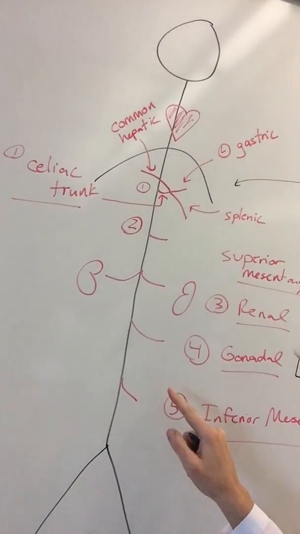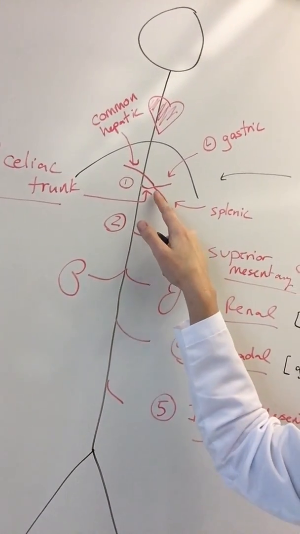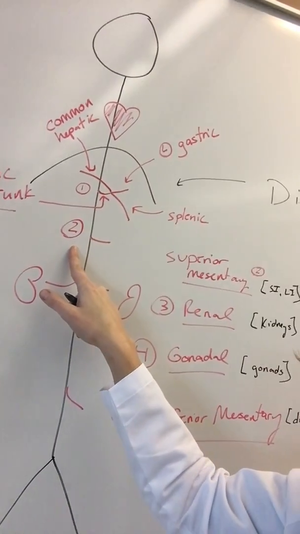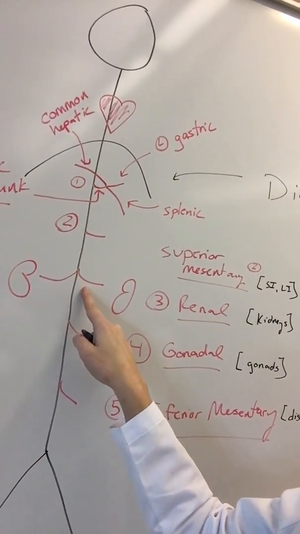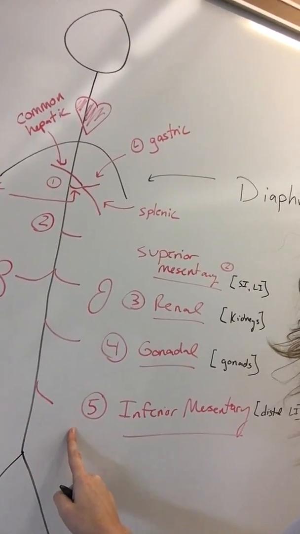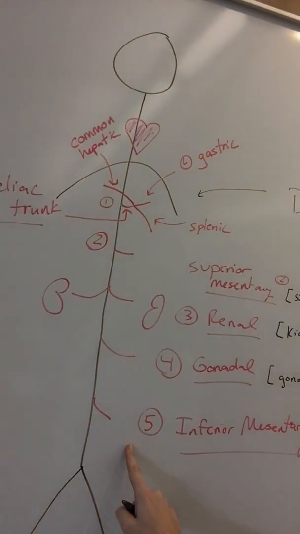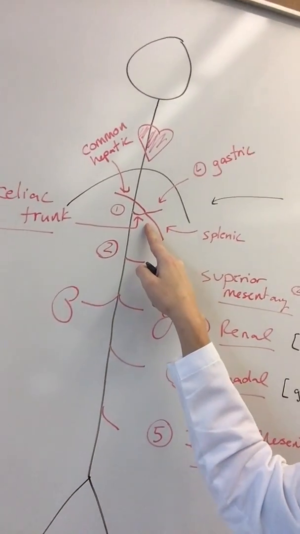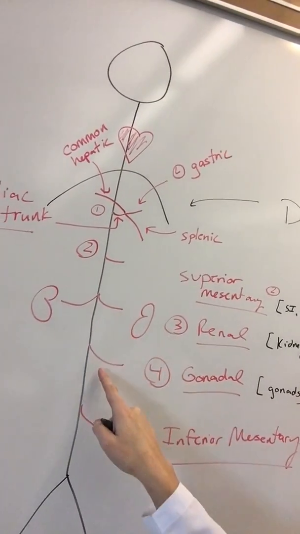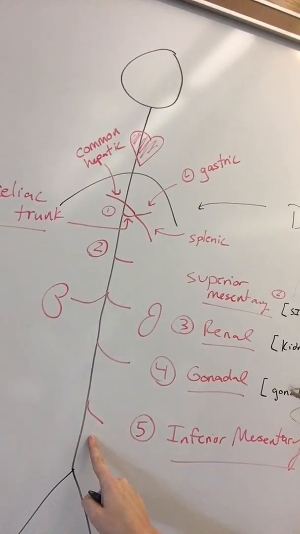The highest branch coming off of the descending abdominal aorta, celiac trunk. Next one, superior mesenteric artery. Renal artery, gonadal artery, inferior mesenteric artery. Just memorize it. Arteries: celiac trunk, superior mesenteric, renal, gonadal, inferior mesenteric.